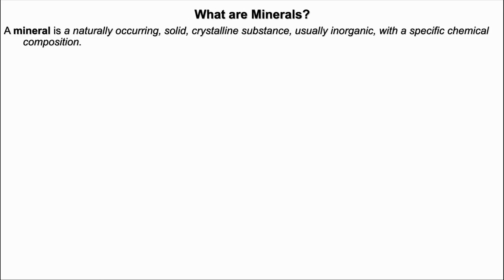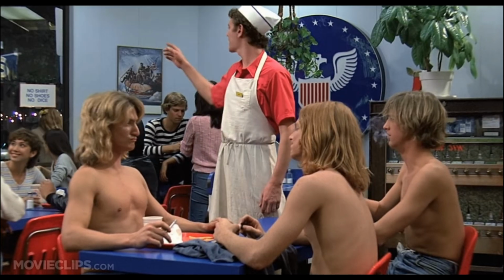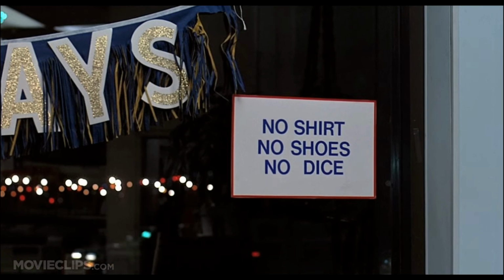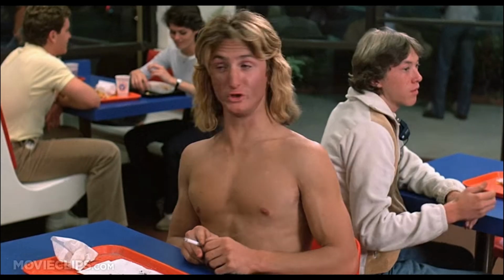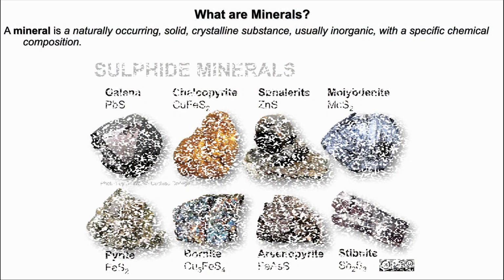A mineral is a naturally occurring solid crystalline substance, usually inorganic, with a specific chemical composition. This is very important to know. This is the definition of what a mineral is. All of these components are critical to the formation of a mineral. You see that sign? No shirt, no shoes, no service. Right. Learn it. Know it. Live it.